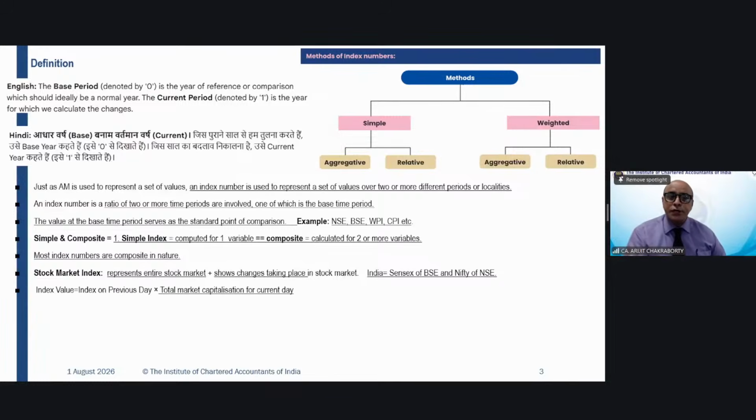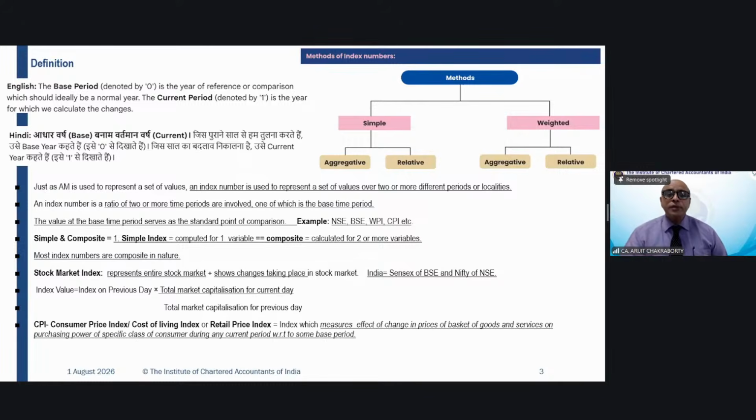Like the BSE Sensex or the NSE Nifty. The index value in case of the stock market is nothing but the total market capitalization for the current day divided by the total market capitalization of the previous day or the base. Maybe it's calculated on a base. So in this way, index values are determined.